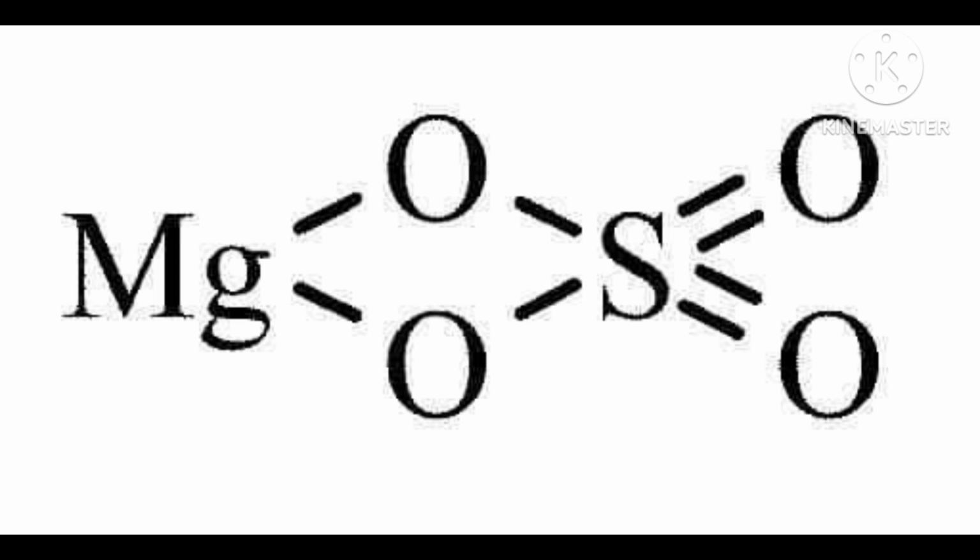Now I am reading the question. 74.5 gram of metallic chloride contains 35.5 gram of chlorine. The equivalent weight of the metal is: first option 19.5, second option 35.5, third option 39.0, fourth option 78.0.